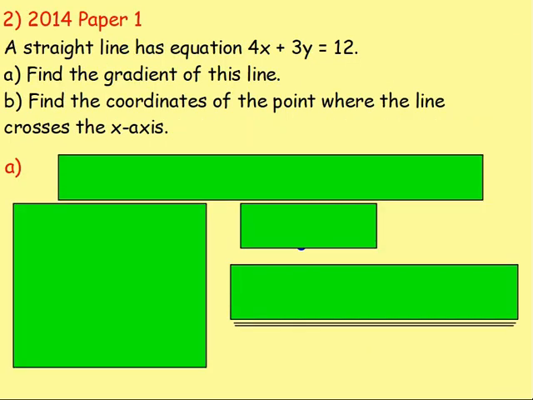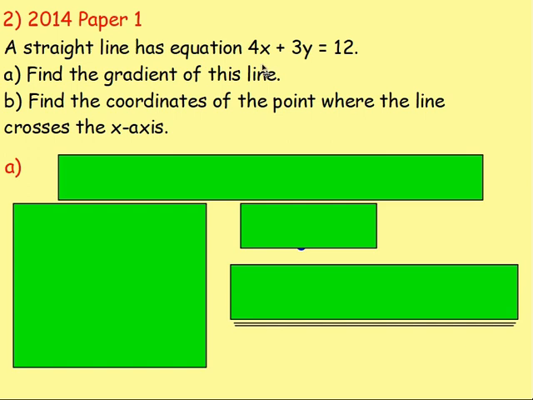Here we go. Next past paper question. This one is from 2014, paper 1, so it's non-calculator. A straight line has equation 4x plus 3y equals 12. Part A, find the gradient of this line. And then B, find the coordinates of the point where the line crosses the x-axis.